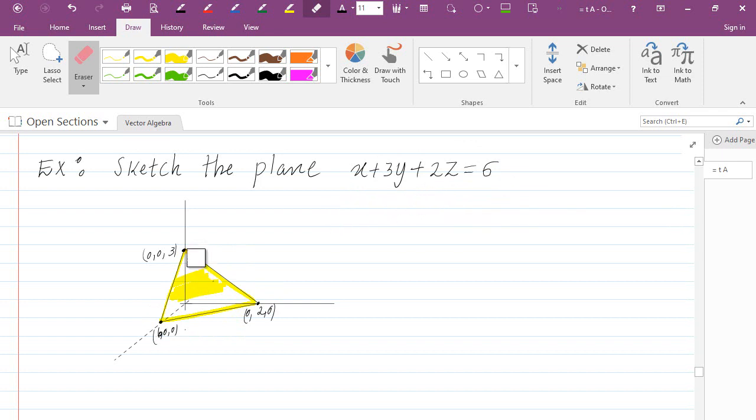Of course the plane extends to infinity in all directions. So this triangular portion is part of this plane. This is a nice way of visualizing this plane. This is the portion of the plane that lies in the first octant.